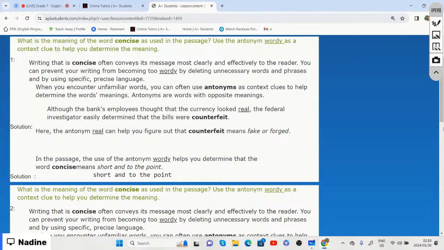So we say that in the passage, the use of the antonym wordy helps to determine that the word concise means short and to the point. It's like short and straight to the point, right? And once your text or your writing becomes wordy, it basically just becomes repetitive of words, repetitive of sentences, lines, and you're basically starting to repeat a lot of things.